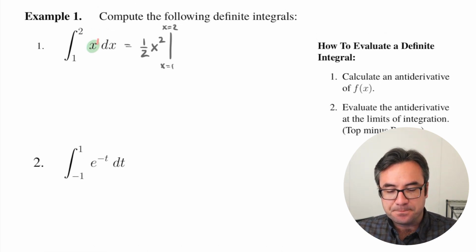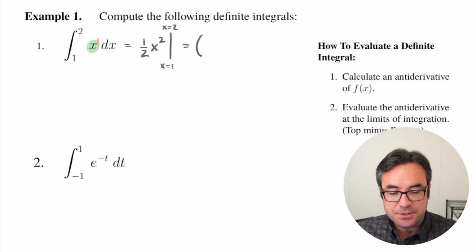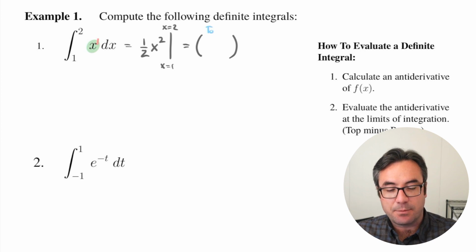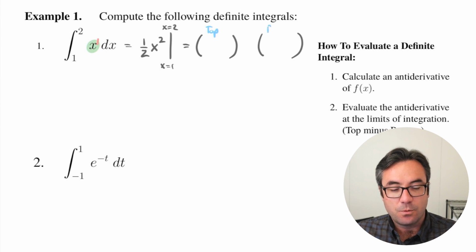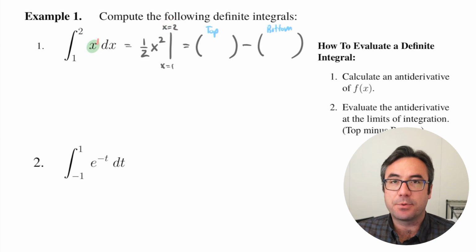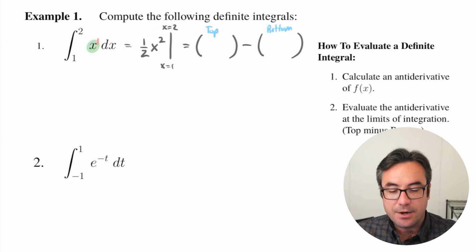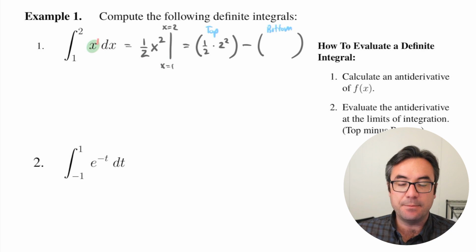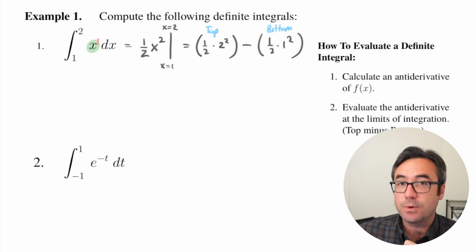And when you do these, it helps set up a nice big set of parentheses for what you get when you plug the top number in. Then set up another nice big set of parentheses for what you get when you plug the bottom number in. And then we're going to have our subtraction there in the middle. All right, so what do we get? Let's take 2, our upper limit, plug it in. We end up with 1/2 times 2 squared. Then we take our lower limit, 1, plug it in. What do we get? We get 1/2 times 1 squared.